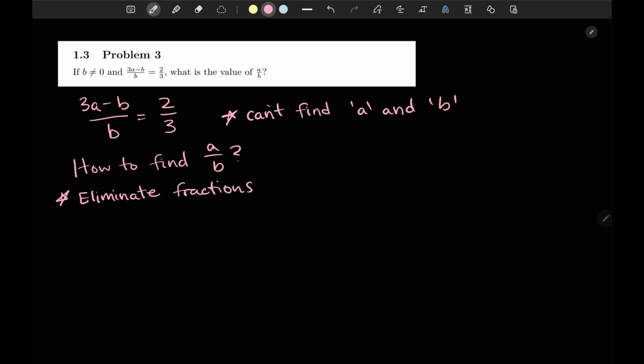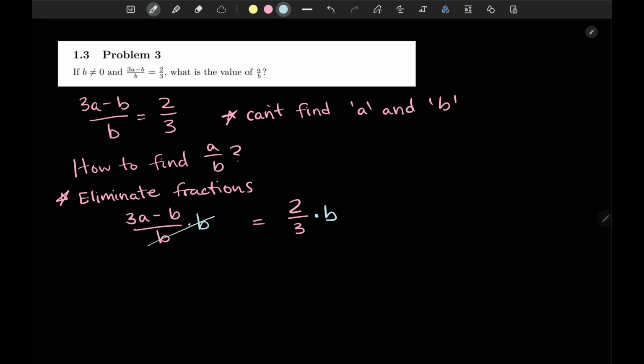So how are we going to do that? Well, in the expression (3a minus b) over b, to eliminate the fraction, we would have to multiply by b. Not 2 over b, 2 over 3. So if we multiply this by b, of course we have to multiply the other side by b as well. And that will eliminate this here.